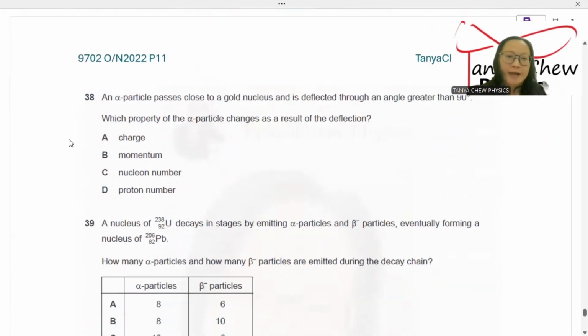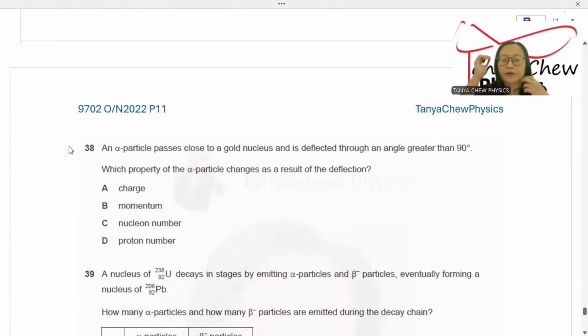Question 38. An alpha particle passes close to a gold nucleus and is deflected through an angle greater than 90 degrees. Which property of the alpha particle changes as a result of the deflection? The one that is changing is B. It is deflected, moves away, so the direction changes.